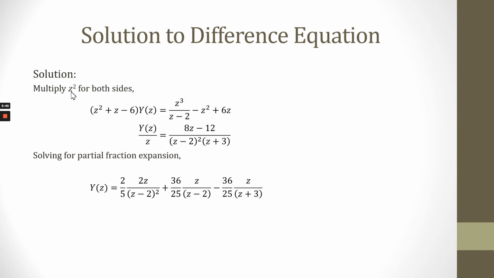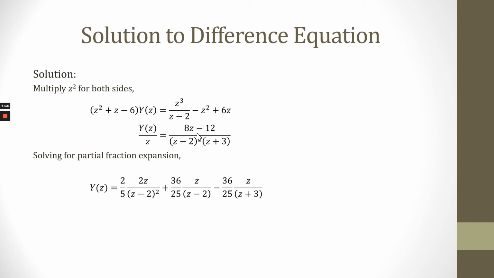Okay, now we multiply z squared on both sides to remove the z to the power of minus 1 and minus 2 terms. So we have this one. So we take the function without Y(z) to the right side, and we maintain this function on the left side. Okay, now we rearrange this equation until we have Y(z) on the left side, and we also divide by z. So we have this equation.